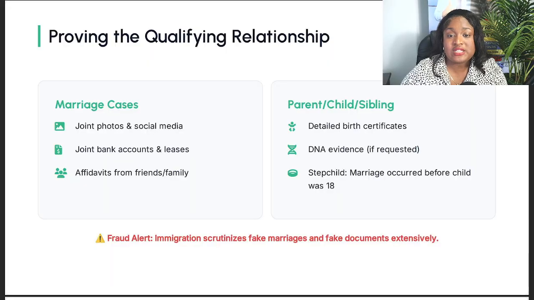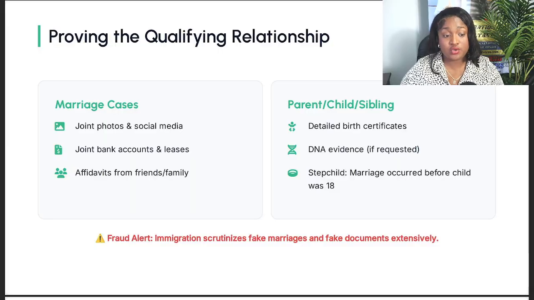So how can you prove a relationship? Let's say you're married. What does USCIS need to see? A marriage certificate is not enough, but you also need a few other documents. You need a few pictures from social media. You will have to have a joint bank account together. You will need to have leases showing that you are living together. You will need affidavits from friends and family. You will need to file taxes together.